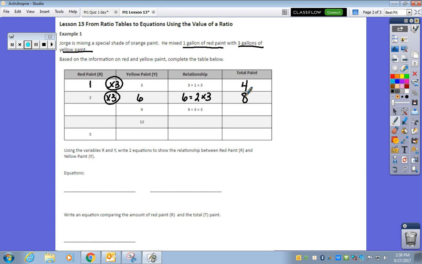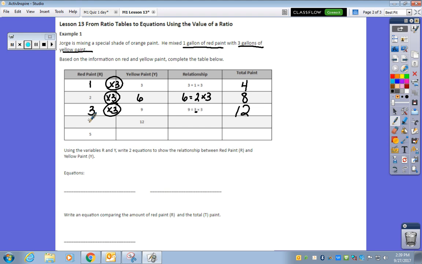With the next one, we have yellow paint at 9. We can even look at the relationship to see what should be going in the red paint column, which is just this first number here, or 3. You can also tell, going down the red paint column, we're just counting by ones. If we look at the total paint column for this row right here, 3 plus the 9 yellow would give us 12 gallons. And if you can kind of notice, going down the total paint column, we're counting by 4s.